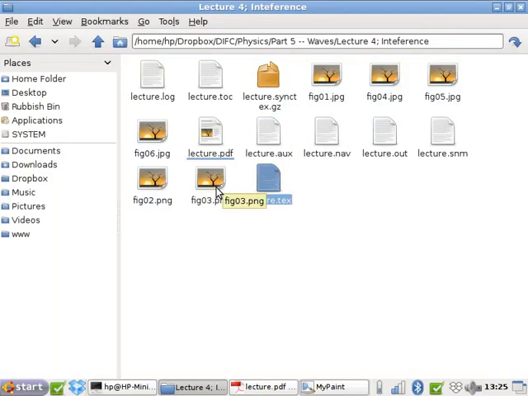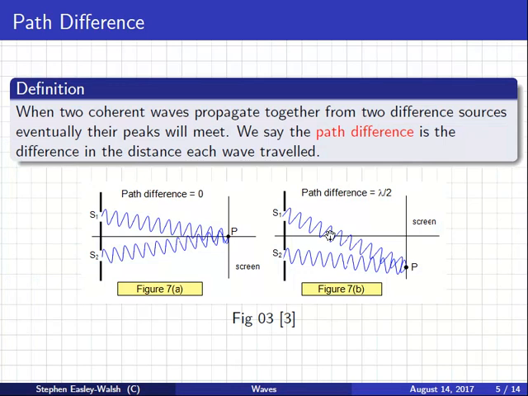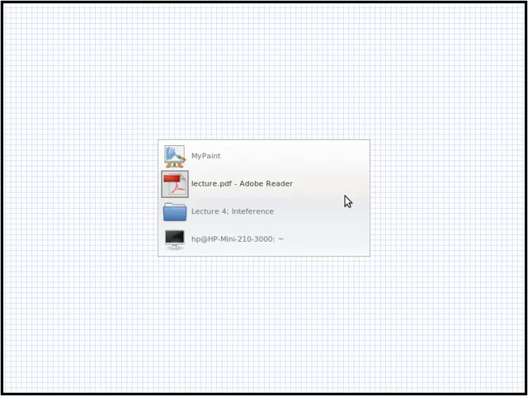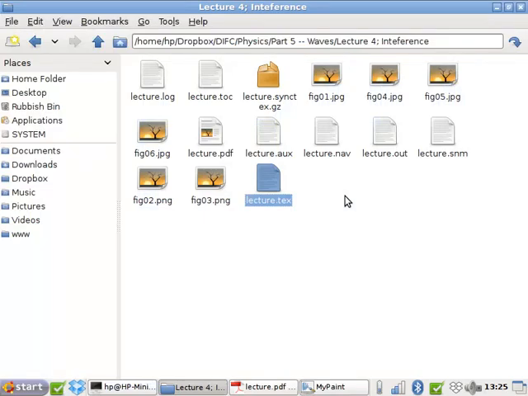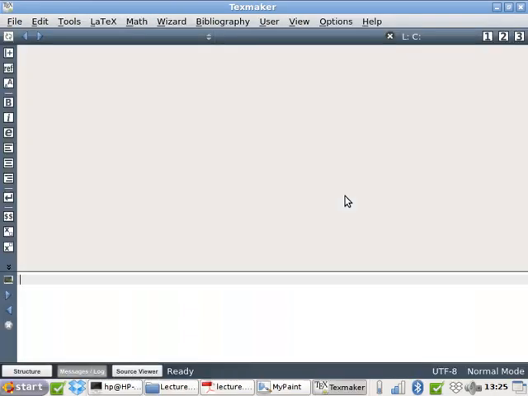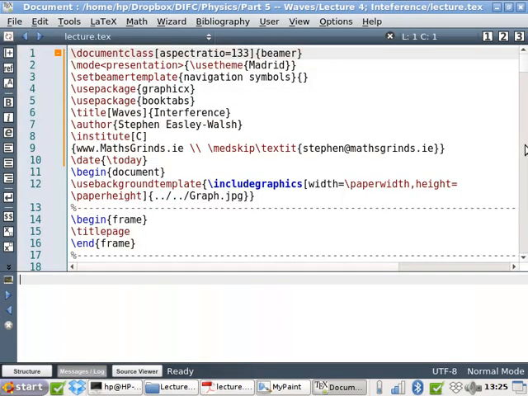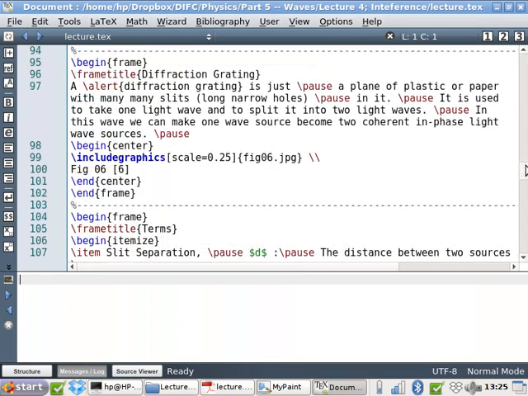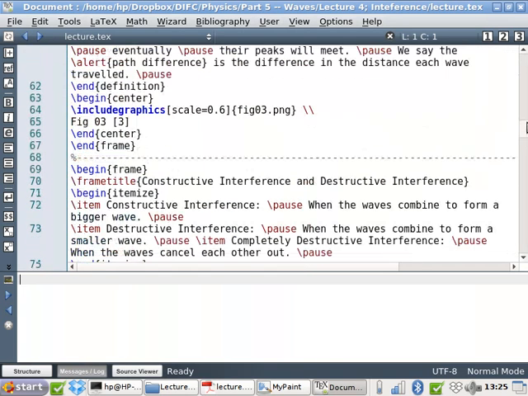But you understand the idea that the path difference is how much further the wave travels compared to its neighbour when they meet? Yeah? Is it lambda over 2 always? Oh, no. Just in this picture it was lambda over 2. So where's my path difference?